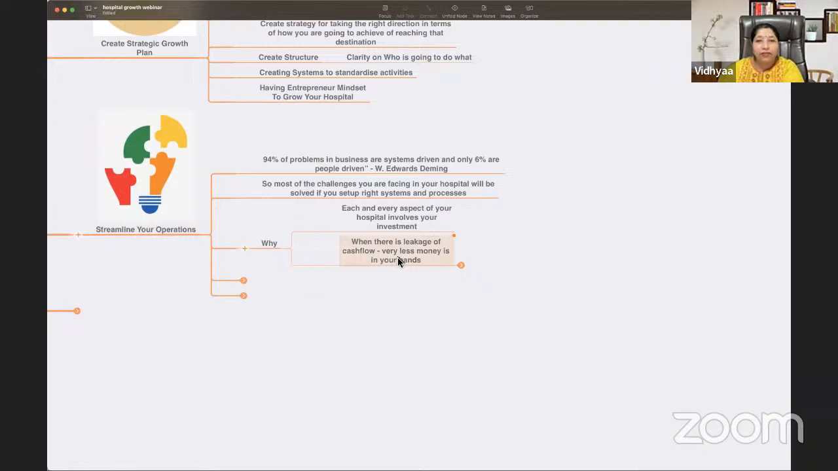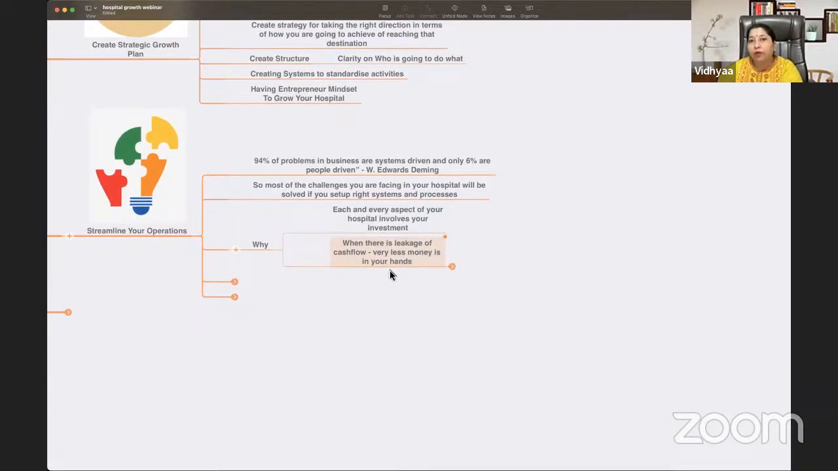This is the best example which will resonate. When it comes to cash flow, let's say you buy inventories in your hospital without proper planning. Then the inventory can become a dead asset, and a dead asset is your cash flow lying where you cannot even monetize it, right? That is because of poor planning or lack of planning. So for everything, if you have proper planning and process, you can ensure the leakages can be avoided.